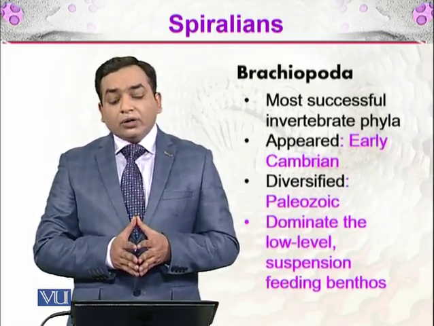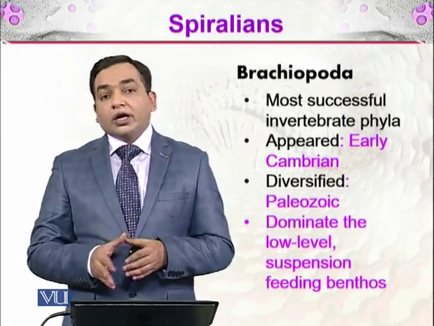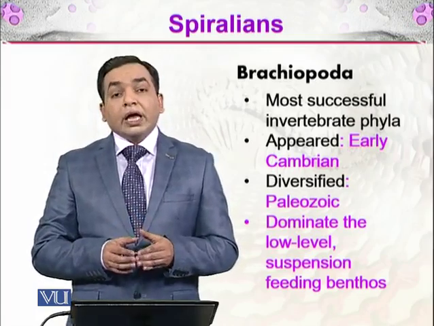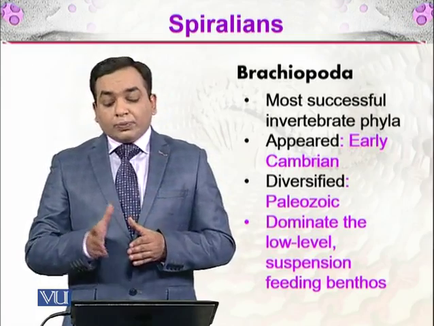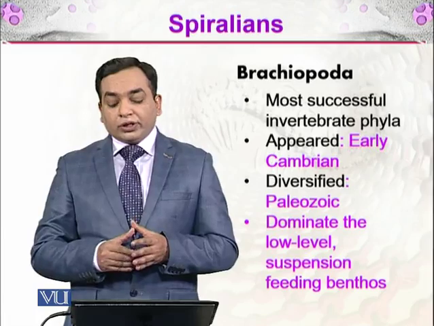So brachiopoda, these are among the most successful invertebrate phyla. Invertebrates do not have a vertebral column. When did they appear? They appeared during the early Cambrian period, and they diversified during the Paleozoic.